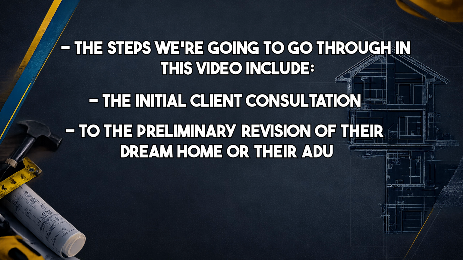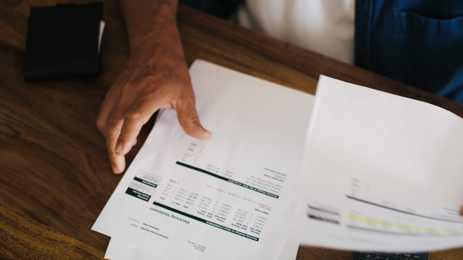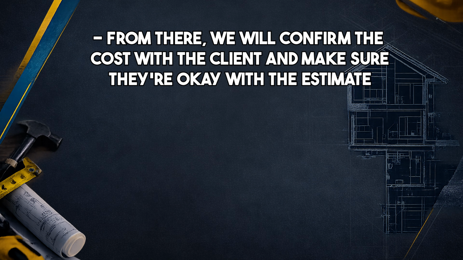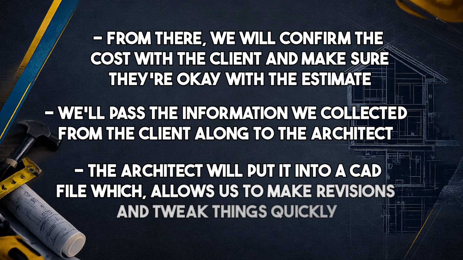We'll then create an initial estimate to give them an idea of, hey, this is what you're talking about. This is roughly what it's going to cost. From there, we will make sure they're okay with those initial cost estimates. We'll pass our information that we collected with them to our architect. The architect will then put it in a CAD file, allowing us to do revisions and tweak things quickly. From there, we'll start our revision process.